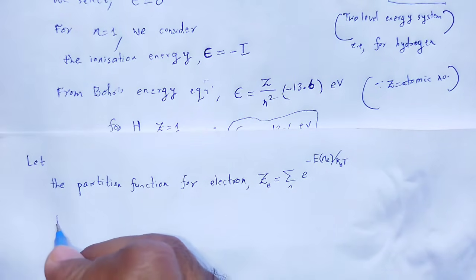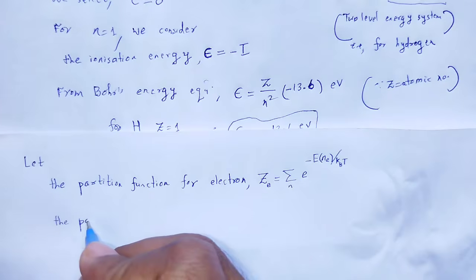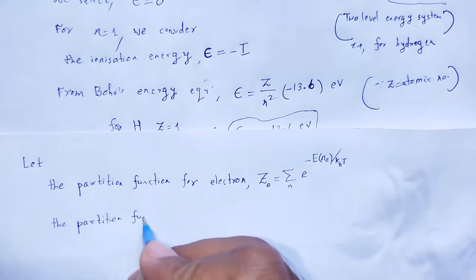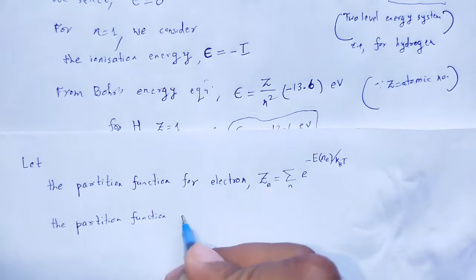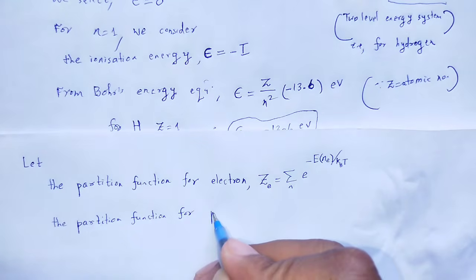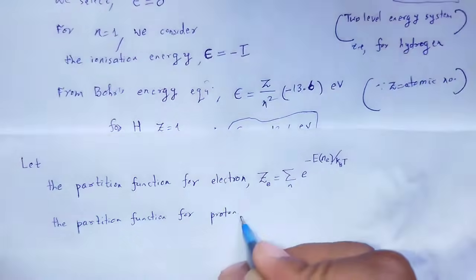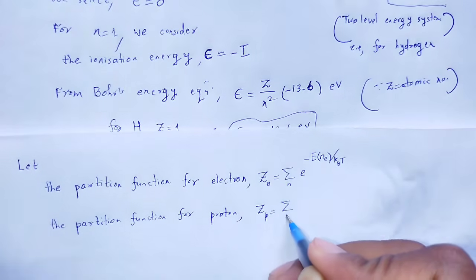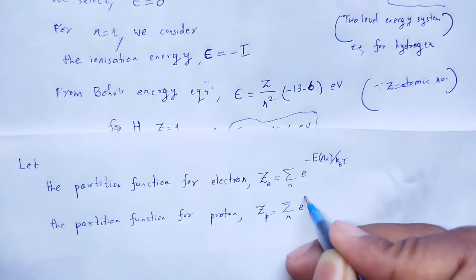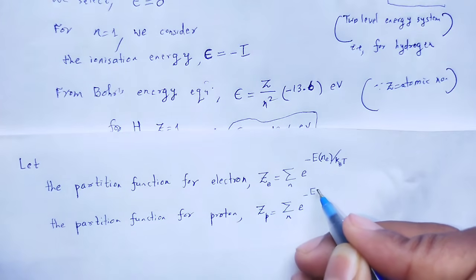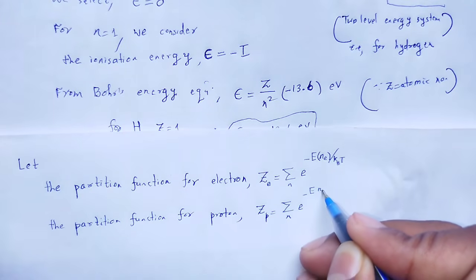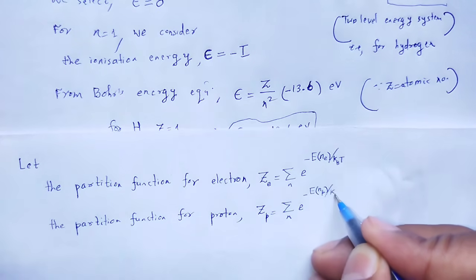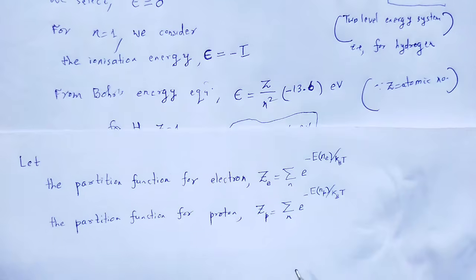Similarly, the partition function for proton, Z_p, is equal to the summation over n of e to the power minus E, that is the energy for N_p number of protons, divided by k_B T.